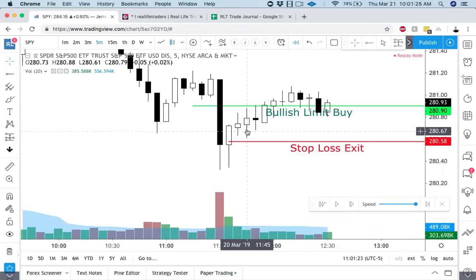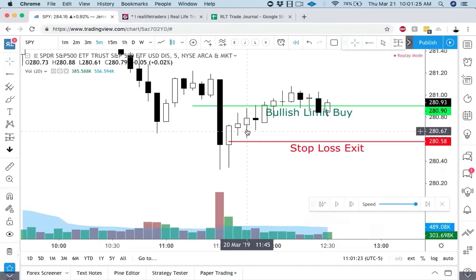It retested, it made a new high where I should have exited 10%. Retest, so we held through the retest. Why did we hold through the retest? Bullish, bullish, bullish, no volume. No volume whatsoever, so I ain't scared. I was a little scared.